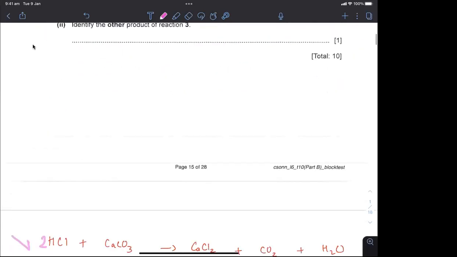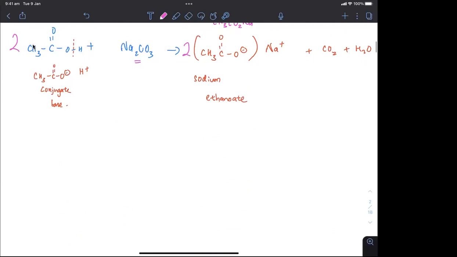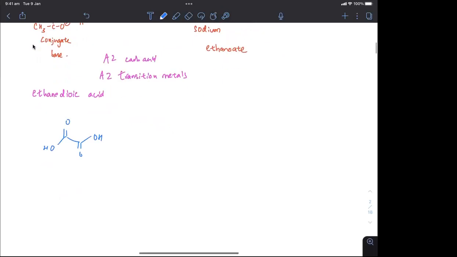Show you guys something else which is even cooler. This is called ethane dioic acid. This is in relation to your A2 transition metals, as well as the extension into A2 carboxylic acid. In the A2 transition metals, you learn about ethane dioic acid as a ligand. Drawing the skeletal formula now, it is actually HO2C-CO2H.